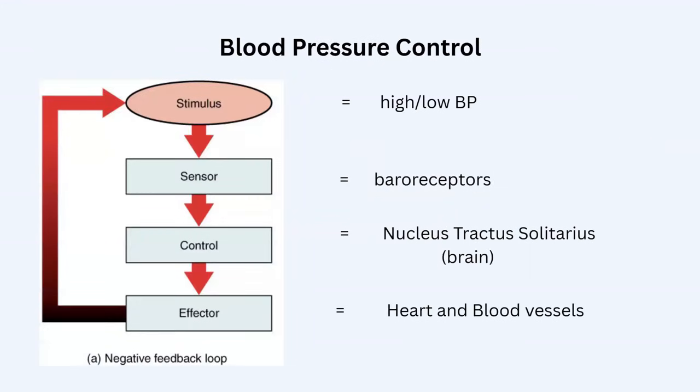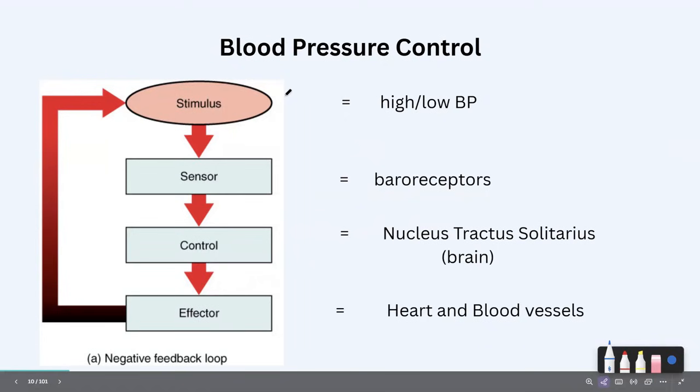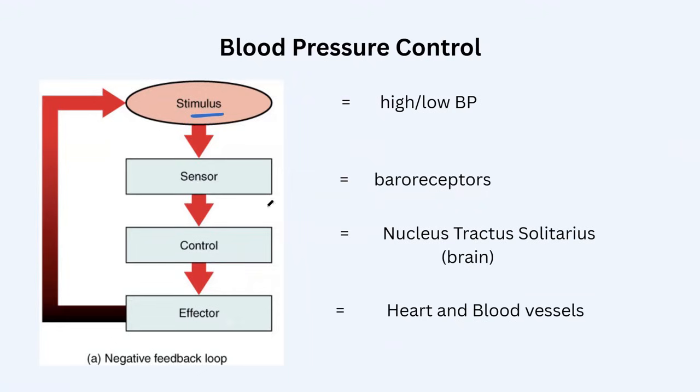Okay. Now let's talk about the control. Over here you have a negative feedback loop, and that includes a stimulus, a sensor, a control, and an effector. Now the stimulus is a high or low BP. So you're sitting and you have a normal BP. Suddenly your BP goes up. Okay, that is the stimulus. What is going to sense that BP going up? There's something called a baroreceptor. Baro meaning pressure, receptor meaning they're going to receive. So the baroreceptor is going to sense that high BP.